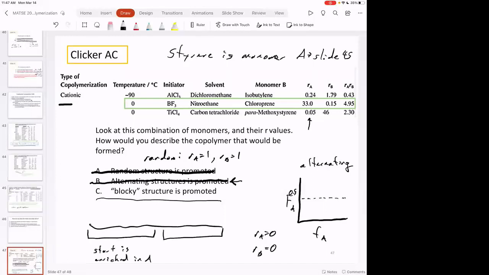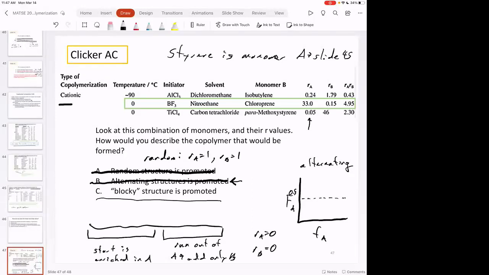And then when we run out of A, we can add only B. And so we have an A-enriched block and a B-enriched block. We might call that a blocky type structure. It's not a perfect diblock copolymer. Those are made other ways, and you'll learn about that in your future classes.